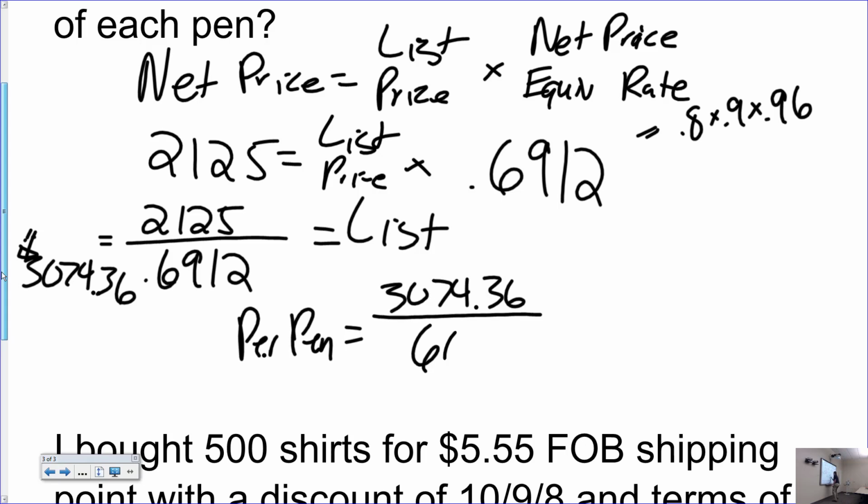3,074.36 divided by the 600 pens. In theory, what was the manufacturer's suggested retail price according to my bill? $5.12. In the same case, you could divide by the 600 in the first place, and then just divide that number by the 0.6912. Yeah, true. Order doesn't matter. If you divide it by the 600 and then divide it by 0.6912, you get the same answer.